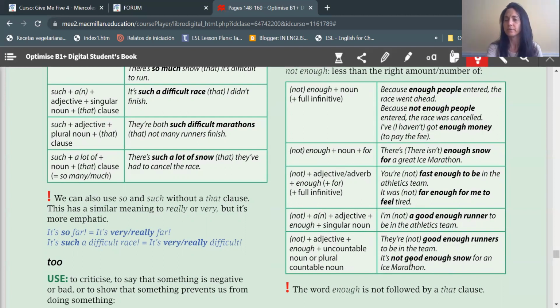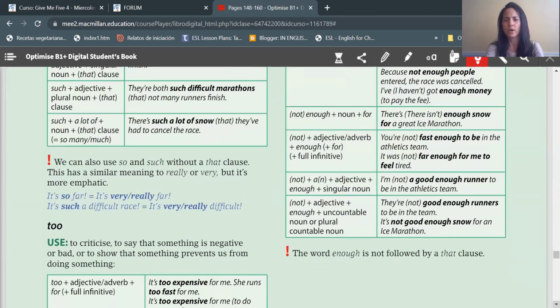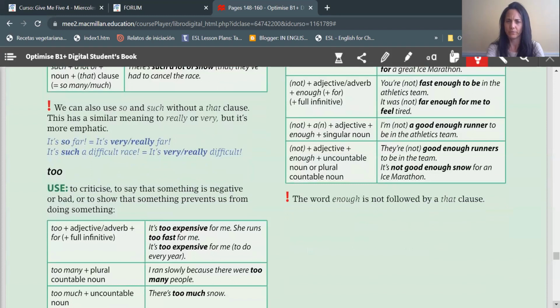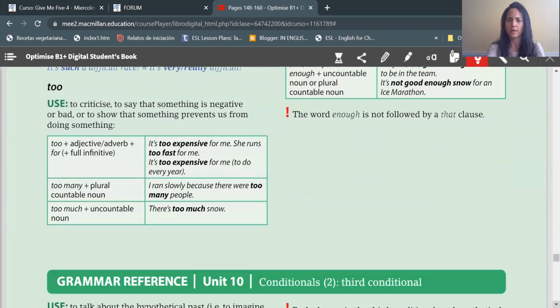Not plus adjective plus enough plus noun for something. The word enough is not followed by a that clause. And that will be all the theory of the day. So next you continue the exercises and see you in class.